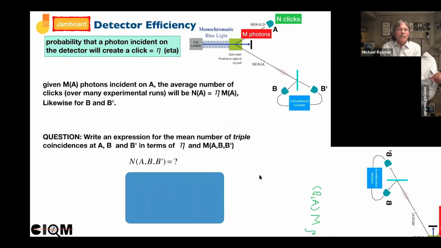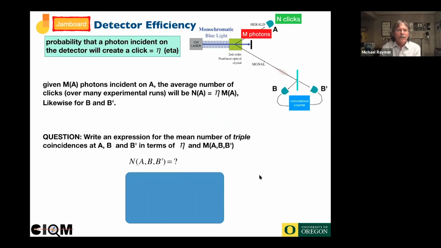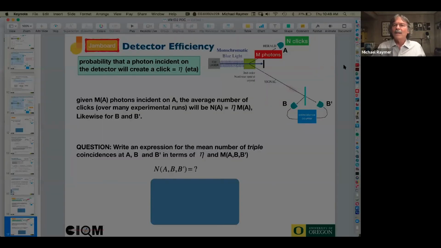I'm going to have to move on. So now we're building up the final answer for the detector efficiency. Write an expression for the mean number of triple coincidences. So given M is the number of triple photon events arriving at detectors, what is the number of triple coincidences that will actually be produced by these three detectors? So we have M, A, B, B prime. Let's go over to the Jamboard. I think this might be our last Jamboard.